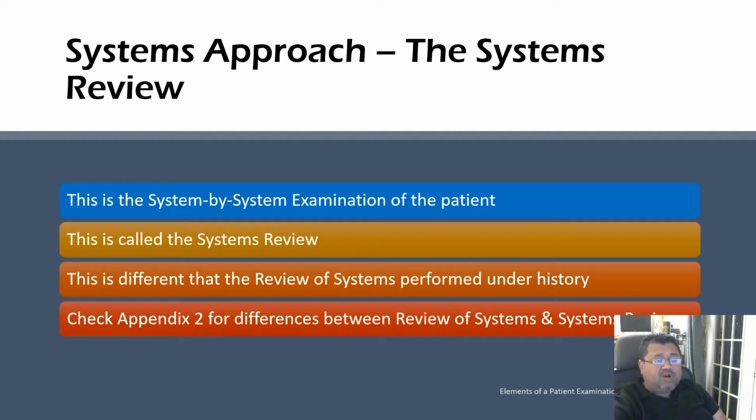Now, the final part of the hands-on component of physical examination is the systems approach, which is called systems review. This is the system-by-system examination of the patient. As I said before, it is not review of systems, and this is not where you ask any questions. You do the examination. If you're still confused between review of systems and systems review, I'd like you to go into Appendix 2 in this presentation and see the differences between those two. Inform your mind.